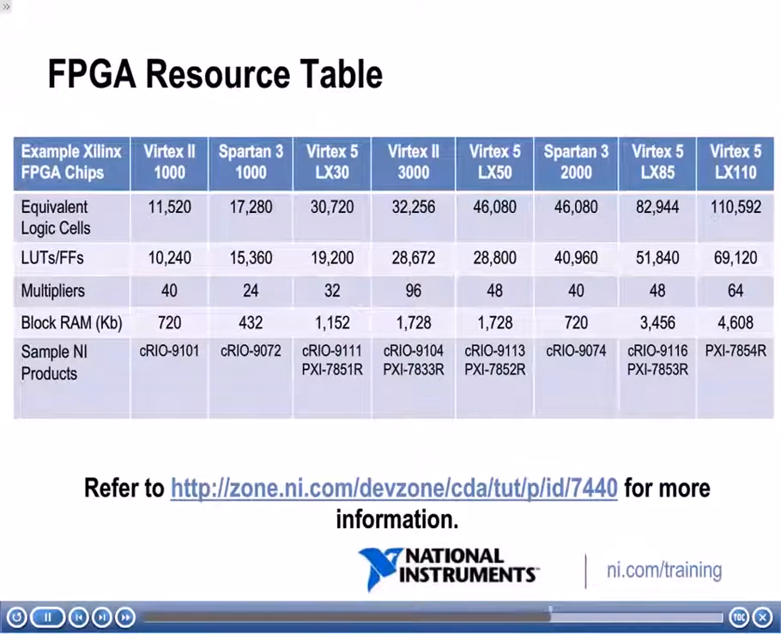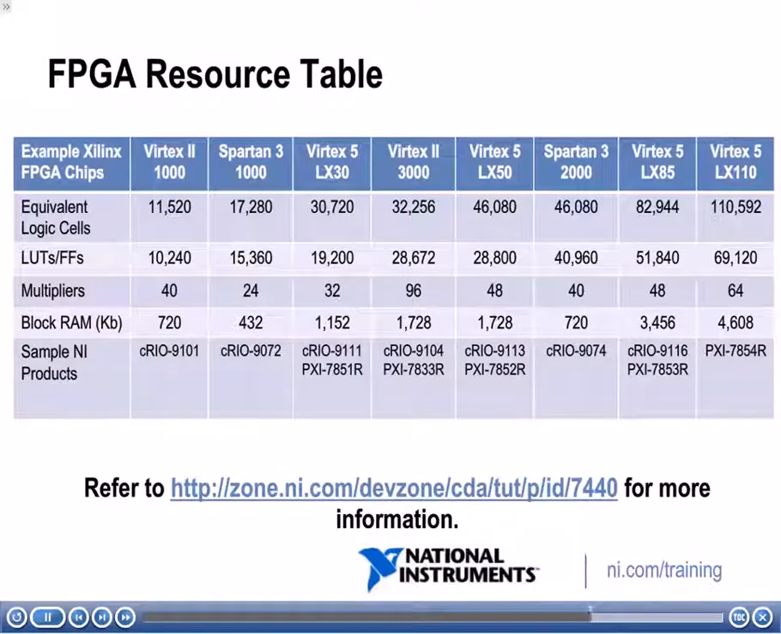So if you look on the left, you also see the number of lookup tables or flip-flops. You also see the number of multipliers on each FPGA chip, also the amount of block RAM, and in the last column you see sample NI products. Each of those NI products, it's mapping out which NI products use which Xilinx FPGA chips. So this is a lot of information. If you want more details on this, refer to the link that is shown on this slide for more information.